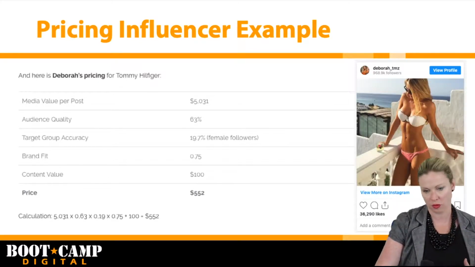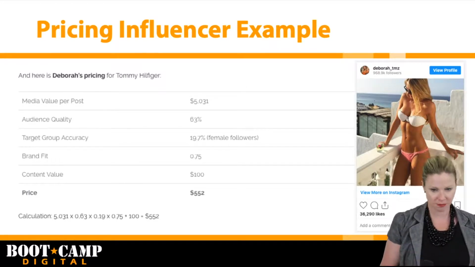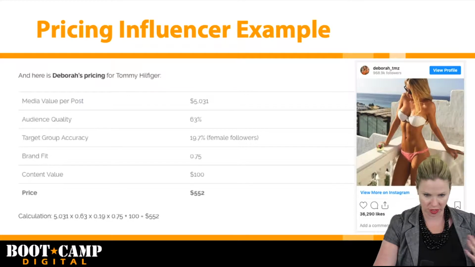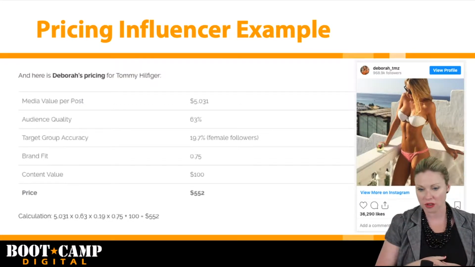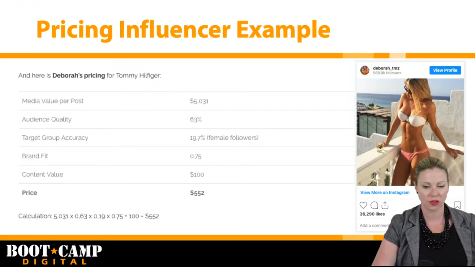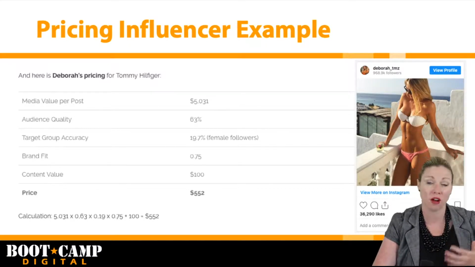Let's look at another influencer. So if I'm Tommy Hilfiger and I'm looking at Deborah TMZ, again, the media value of the post here is pretty similar. We saw the media value here was 5,600. Here the media value is 5,000. So they both have pretty similar follow sizes. The next one is the audience quality. We see her quality is a little bit lower because maybe her audience is generally not so engaged and participative. The target group accuracy is really low. So she actually is mostly followed by men.